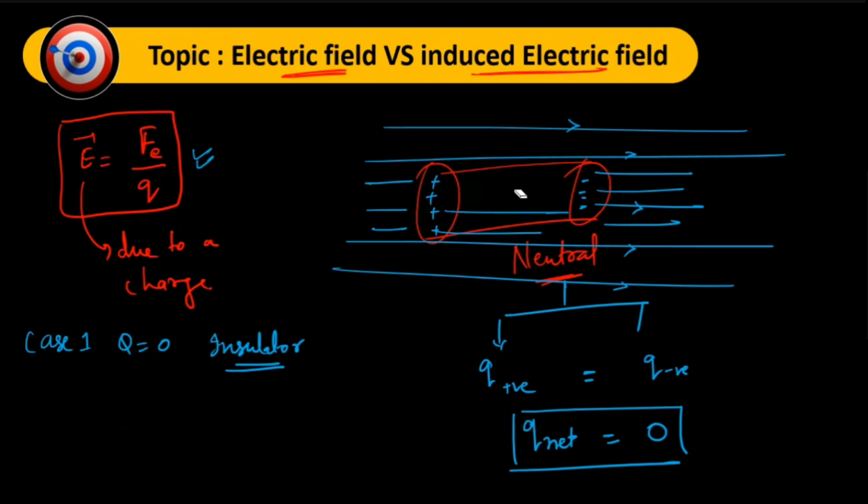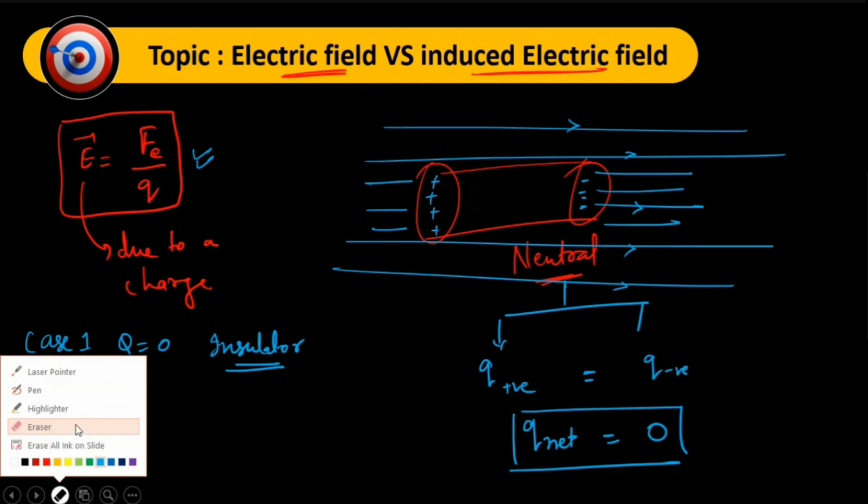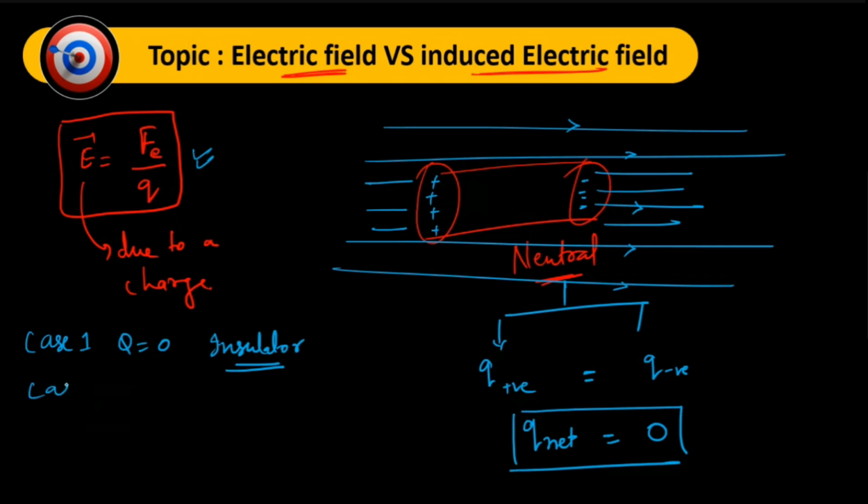Next thing, if it is neutral, like the case we thought of, Q is not zero but Q net is zero, neutral. Positive must go to one side and negative must go to the other side, and they will allow electric field lines to pass through their surface.